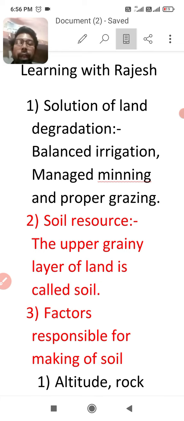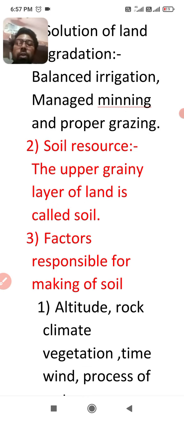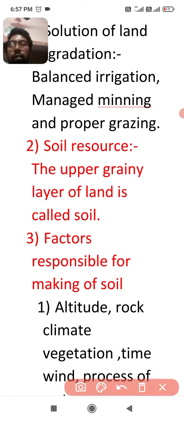Second point of today: soil resource. We learned about the land resource in the lesson, and today we are going to read about the soil resource. First point, what is the meaning of soil resource? The upper grainy layer of land is called soil. You also learned this topic in 8th class and in science. After that, the factors responsible for the making of soil. This is a very important point of the chapter.